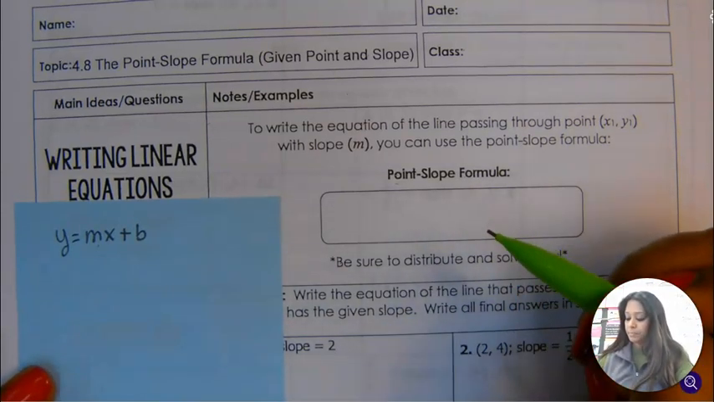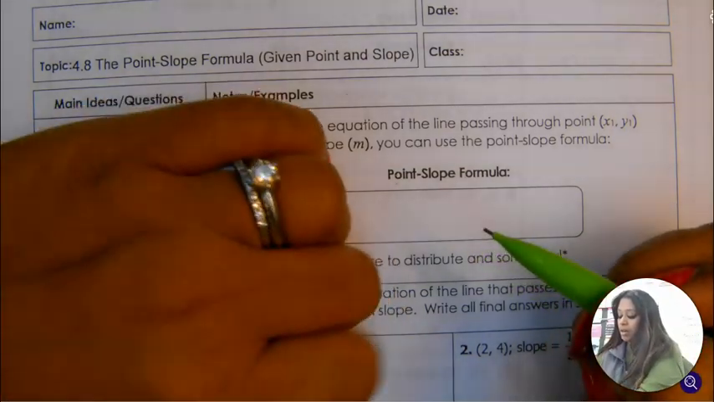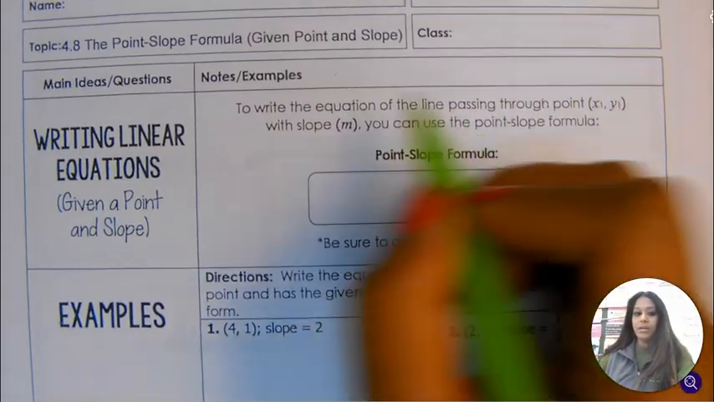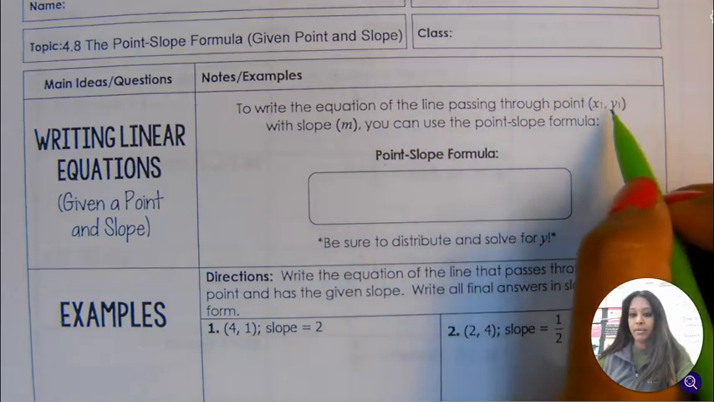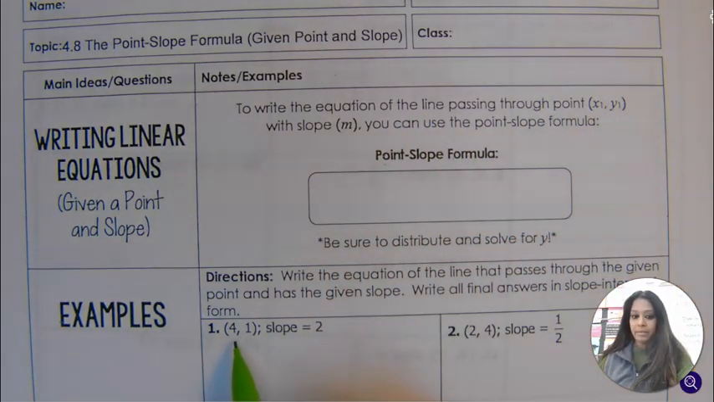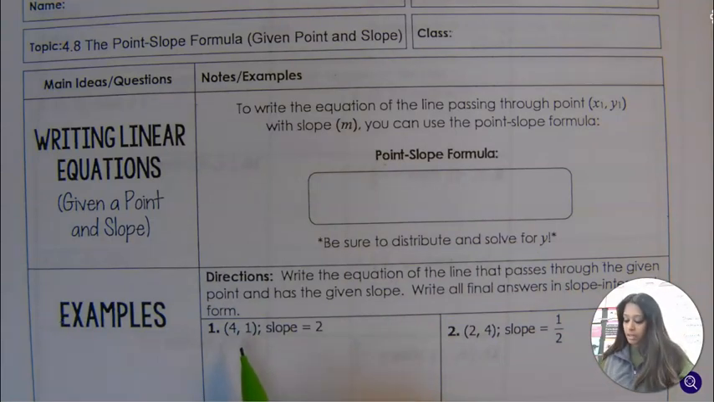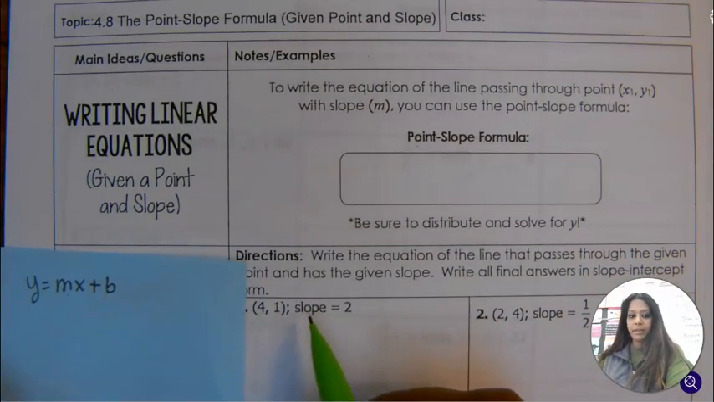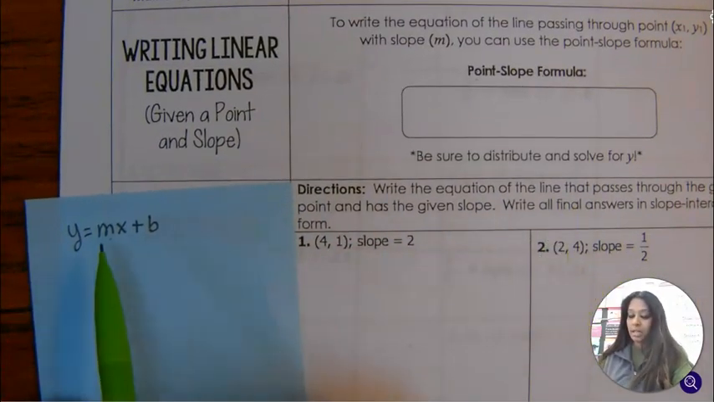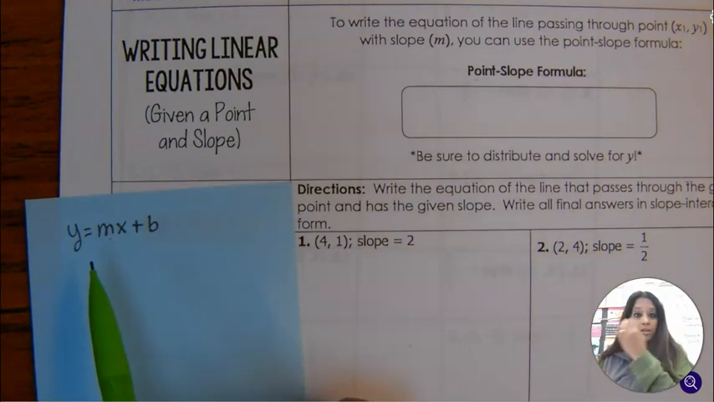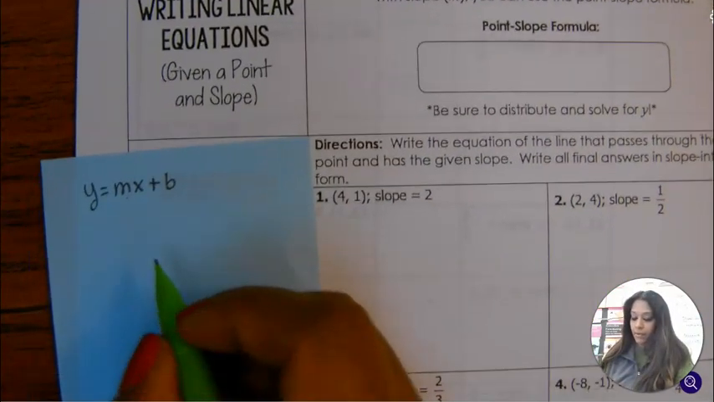So we are going to be asked to write the equation of a line that passes through a certain point. For example, we have this point 4, 1, and then with the given slope. So you'll be given a slope and a point, and we have to write the formula in slope-intercept form. Today I'm going to show you how to do that not only in the slope-intercept form, but also how to do it in standard form.